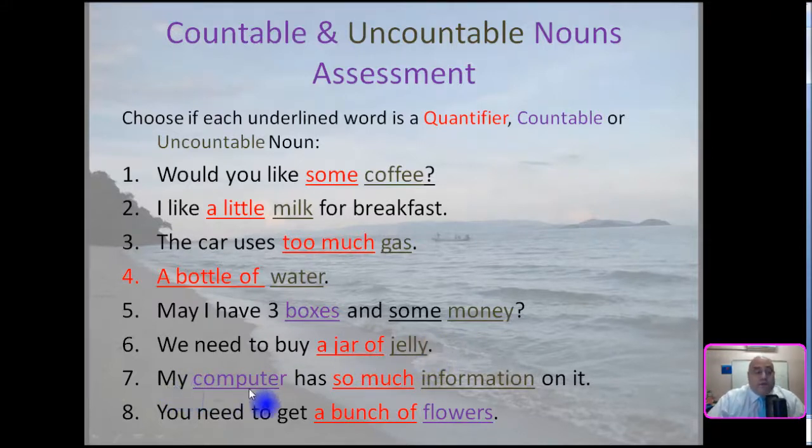Number 7, my computer has so much information on it. Computer is countable, and it's singular. It's one computer. So much is the quantifier. Information is the uncountable noun. Number 8, you need to get a bunch of flowers. A bunch of is the quantifier. Flowers is the countable plural noun. It's more than one flower, so it's plural.